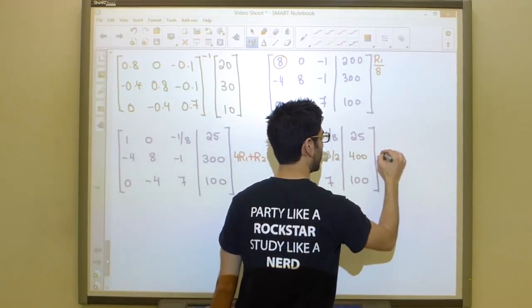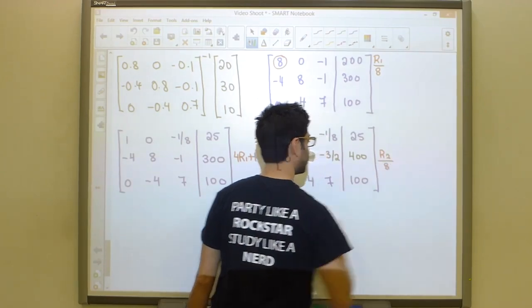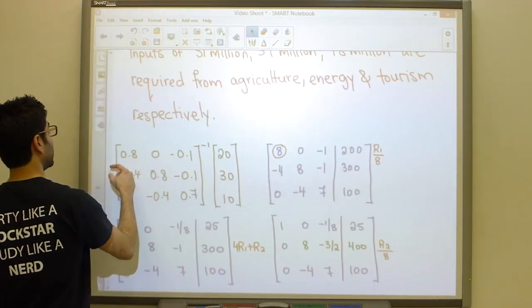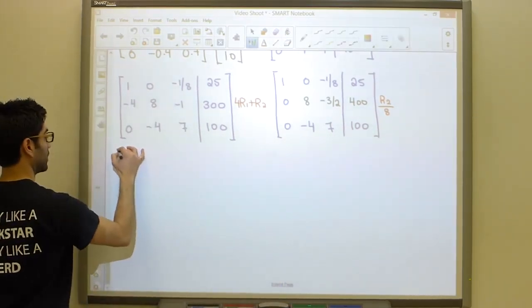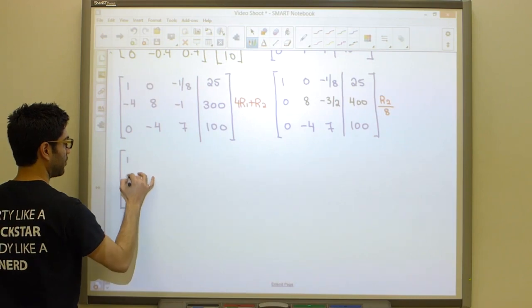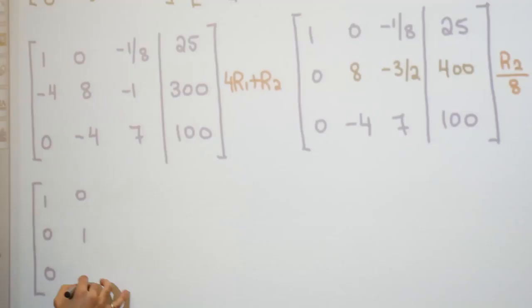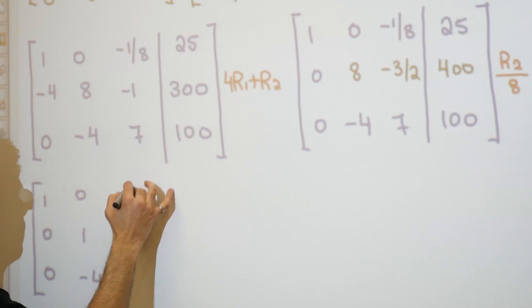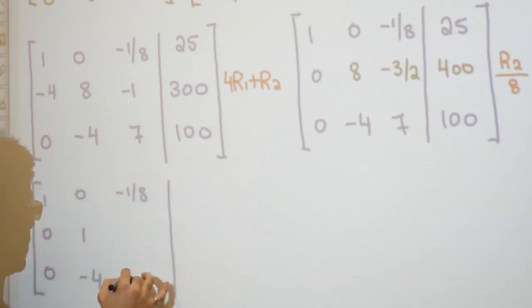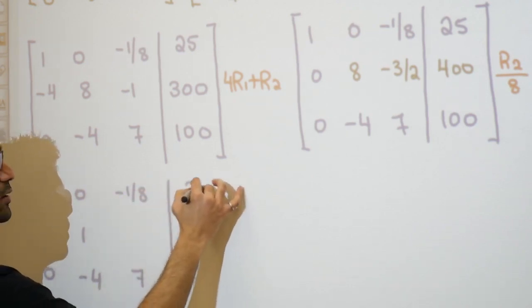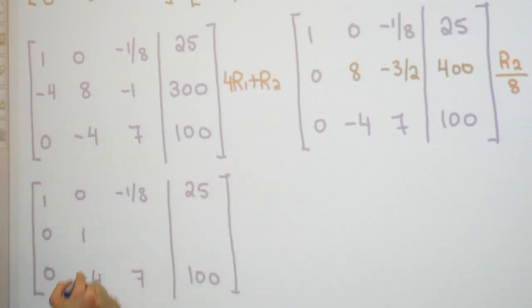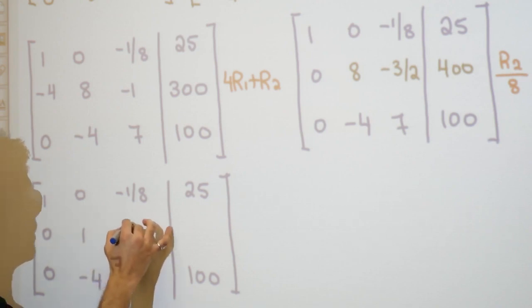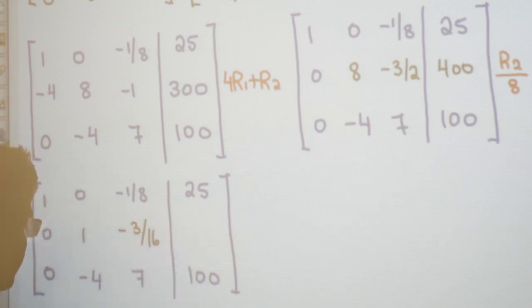Divide everything here by 8. Dividing that guy by 8 gives us the 1 at the appropriate location. And once again, the first and third rows do not change. The row that does change is the middle one. So dividing this by 8 is going to give us negative 3 over 16. And dividing 400 by 8 is actually 50 this time.